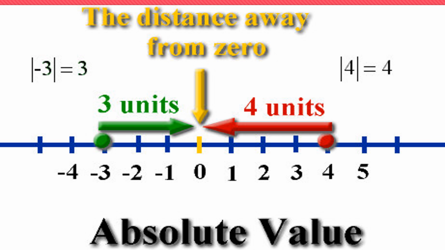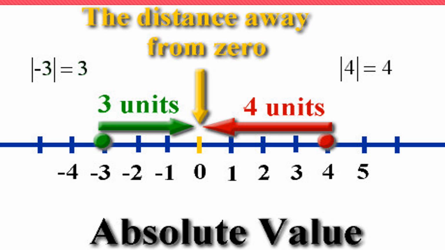For more detail of this concept, now look at this picture. Here we have 0, and this 3 is 3 points or 3 units away from 0. So the absolute value of this negative 3 is positive 3.